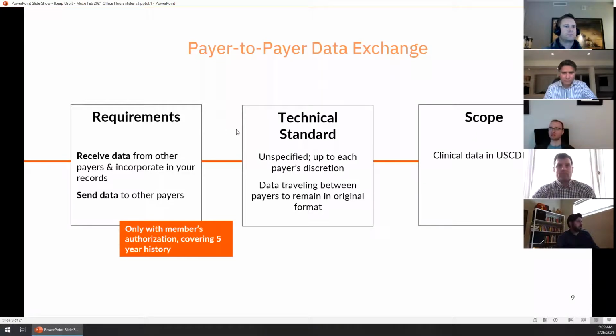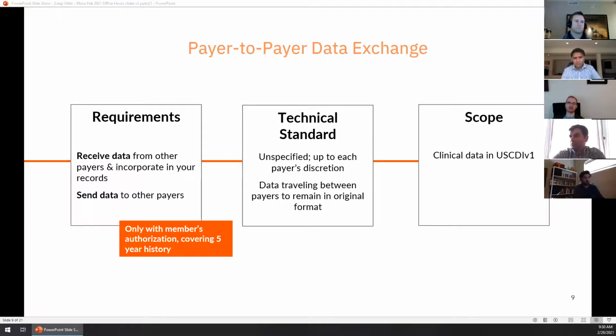But let me talk about payer to payer real quick, which I think dovetails with patient access, because when we've been talking to plans, generally the infrastructure that you need to have in place is such that if you can do patient access, payer to payer is kind of an add-on to that, where the infrastructure and requirements are going to be similar. It's a bit different in that you need to share data with other plans and receive data. The technical standard is a bit different in that it's more up to payers' discretion. And there's this thing where it needs to remain in the original format, which is kind of interesting, right?